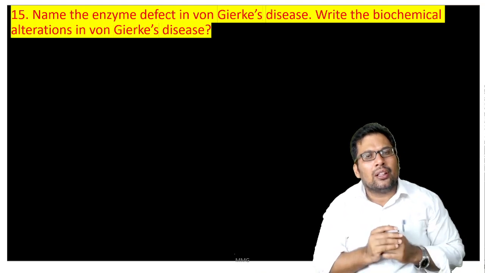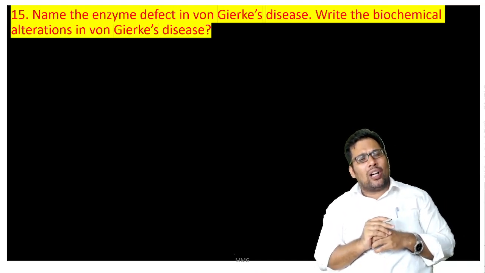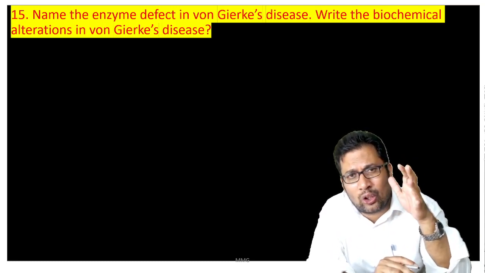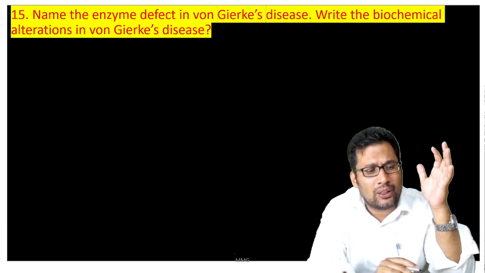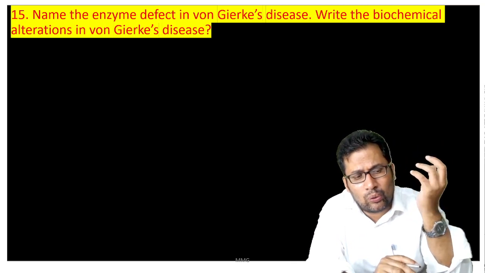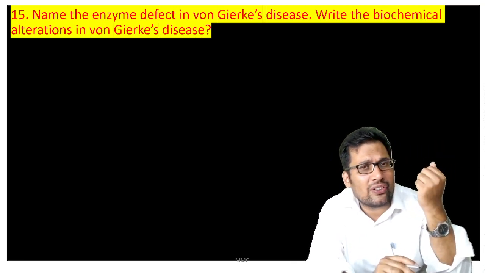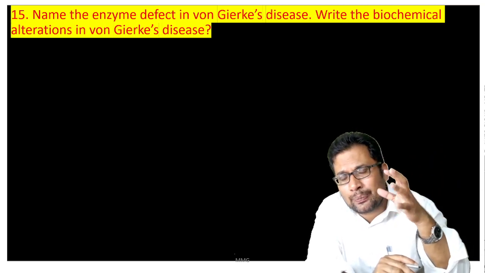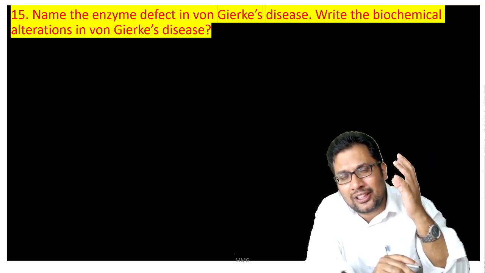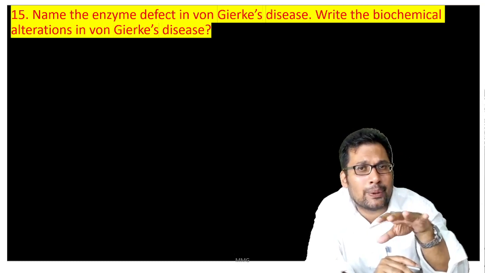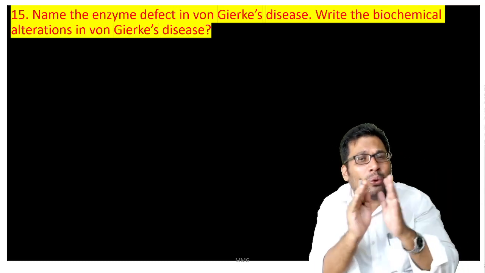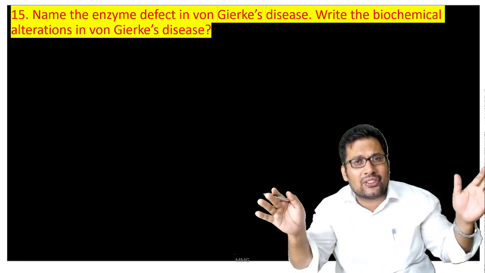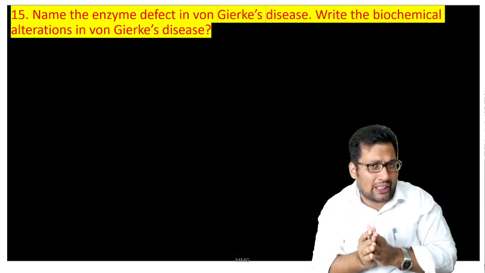Next, name the enzyme defect in von Gierke disease. Glycogen storage disorders are very commonly asked in your exam. What is the enzyme defect in von Gierke disease? Very simple, glucose 6 phosphatase. When glucose 6 phosphatase enzyme is absent, there is no conversion of glucose 6 phosphate into glucose. So there will be no glucose, and the glucose 6 phosphate enters into other pathways that lead to multiple complications.